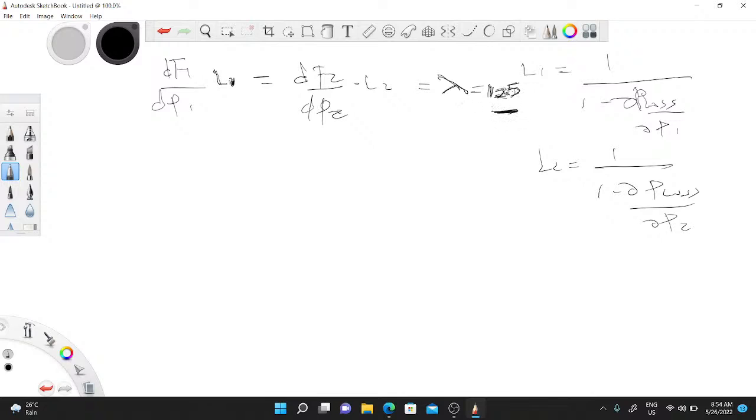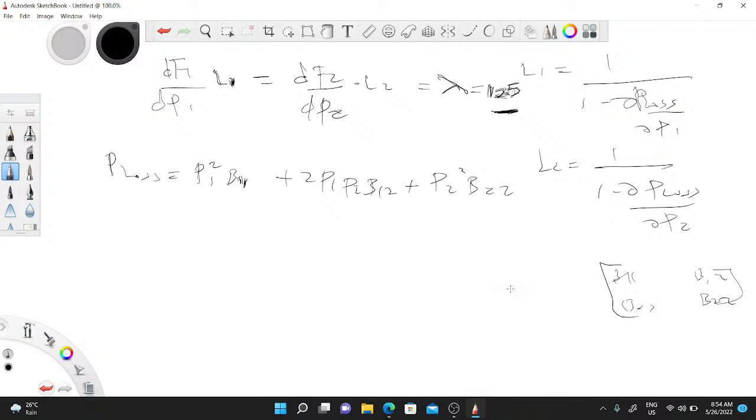Let's move on. Now there's an equation that was stated emphatically: for any two plant power system, the P loss, and you can remember this equation easily, is P1 squared B11 plus 2P1 P2 B12 plus P2 squared B22. Now they are like matrices, so we have B11 here, we have B12, B21, B22. So that's how it is.